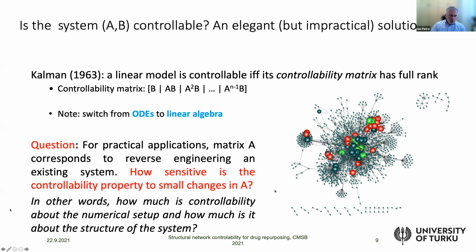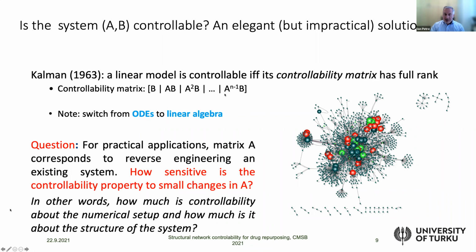In other words, what this means is how much is controllability about the numerical setup, and how much is it in fact about the structure of the system? So what I mean by this question, I'm leading up to defining the structural version of controllability. What I'm suggesting here is that when you think about this controllability matrix, there are two different layers. One is the interactions.